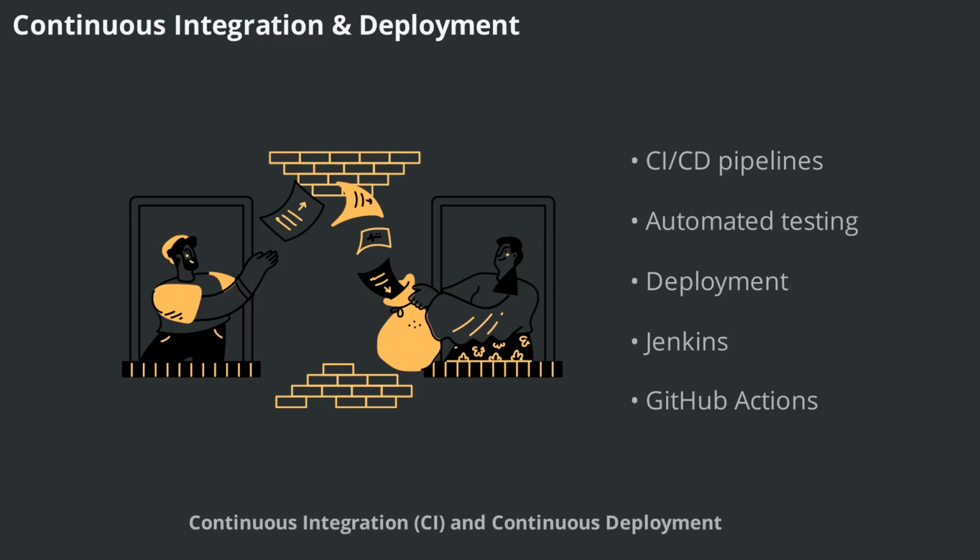Continuous integration, CI, and continuous deployment, CD, automate the process of building, testing, and deploying microservices. Tools like Jenkins, GitHub Actions, and GitLab CI/CD are commonly used in Spring Boot projects. Interviewers may ask about your experience with CI/CD pipelines, automated testing, and deployment strategies. Understanding these practices is crucial for delivering software quickly and reliably.